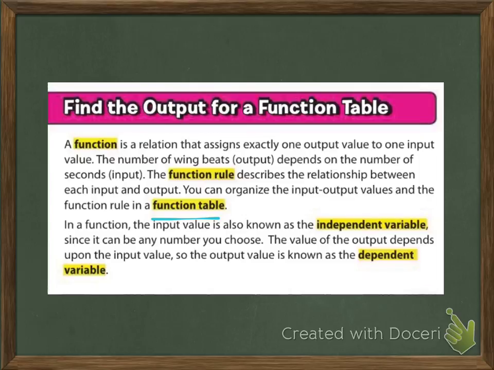In a function, the input value is also known as the independent variable, since it can be any number you choose. And the value of the output depends upon the input value. So, depending on how many seconds the hummingbird beats its wings, depending on the seconds is how many times it beats its wings. So the independent variable is the amount of time, and the number of times that it beats its wings is the dependent variable, which is the output.